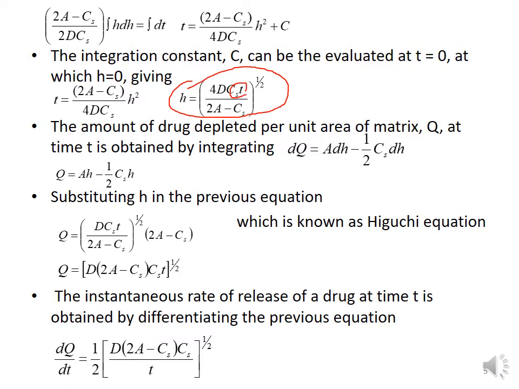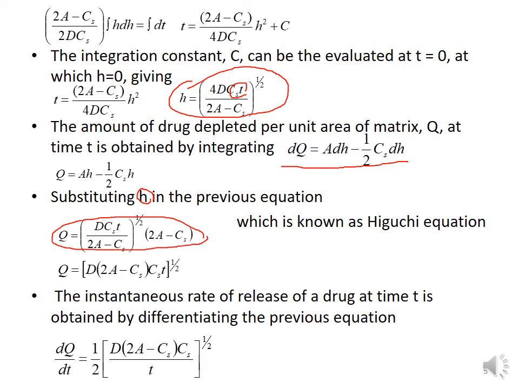The amount of drug depleted per unit area of the matrix Q at time t is obtained by integrating the equation dQ equals A dh minus half Cs dh. Then if we substitute for h, which is the thickness of the empty matrix, in the previous equation, what is known as Higuchi's equation is obtained.